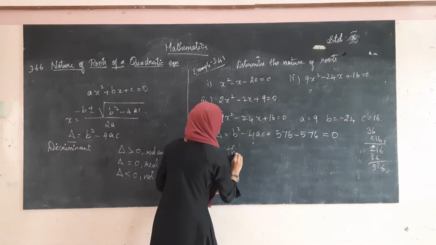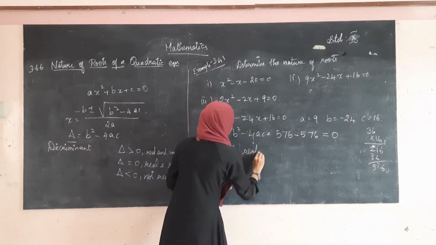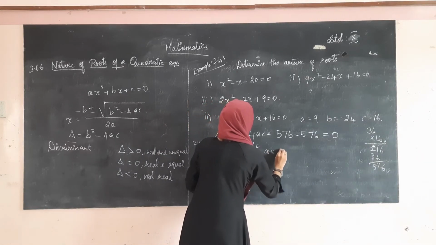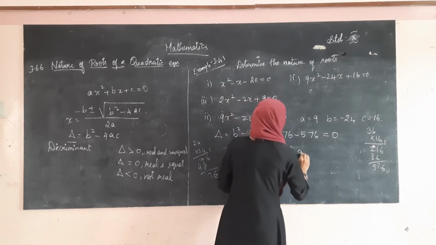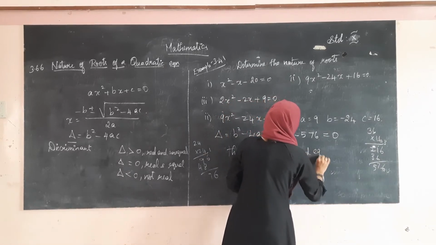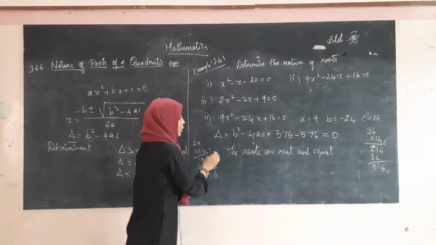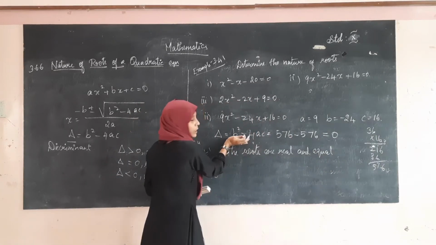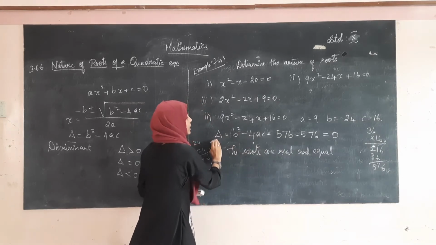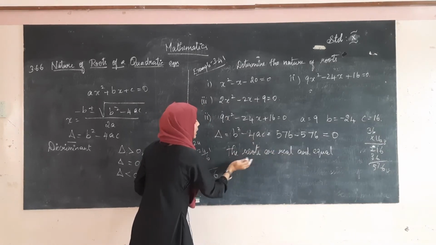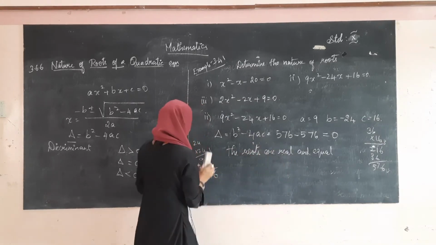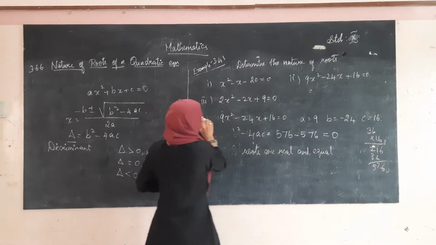You have to write, the roots are real and equal. You have to mention this because this is only what they have asked us, what's the nature of the root. You should not stop with this alone. Since del's value is equal to 0, you have to say the roots are real and equal. Okay. Now the next subdivision.